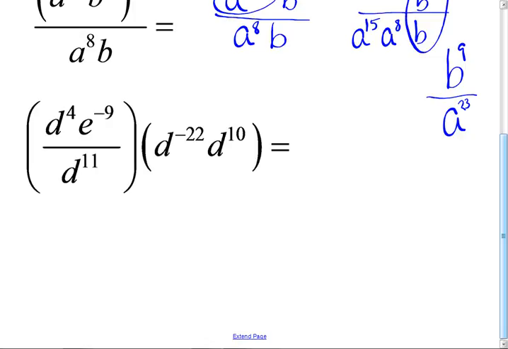Now, I would probably simplify this first. Let's just do this one. Where are the d's going to be? I have 4 here, 11 there. Where are they going to be? Numerator or denominator? That's right. And then you subtract. 11 minus 4 is? 11 minus 4 is?